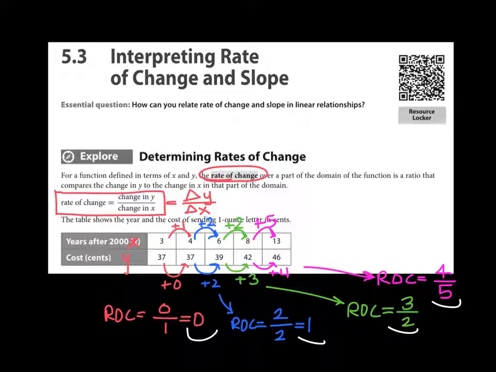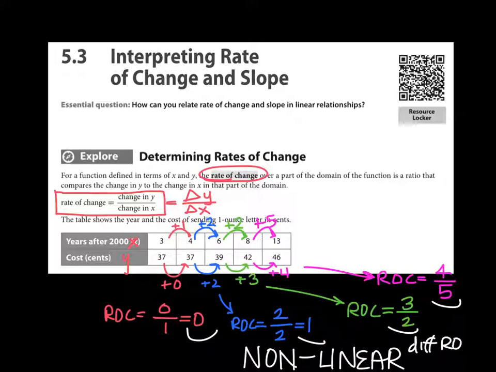If the rates of change are different, then this specifically is an example of a nonlinear relation. If all of the rates of change were the same, then this would have been linear. So this is nonlinear because we have different rates of change.